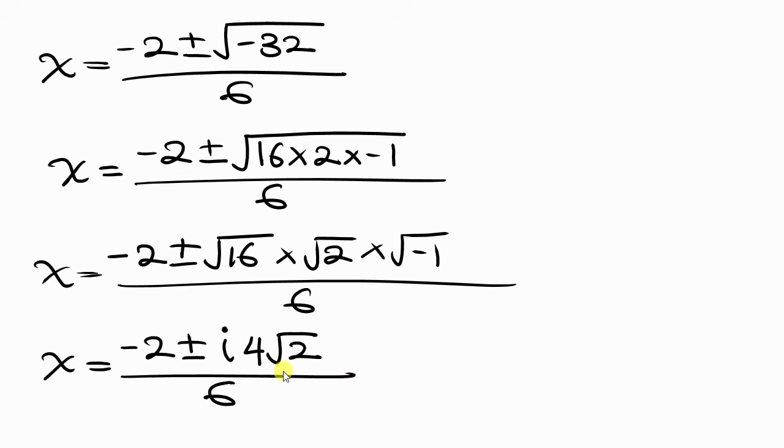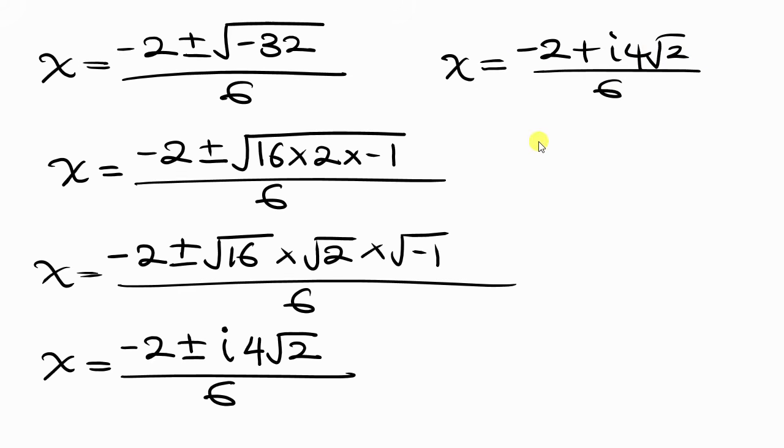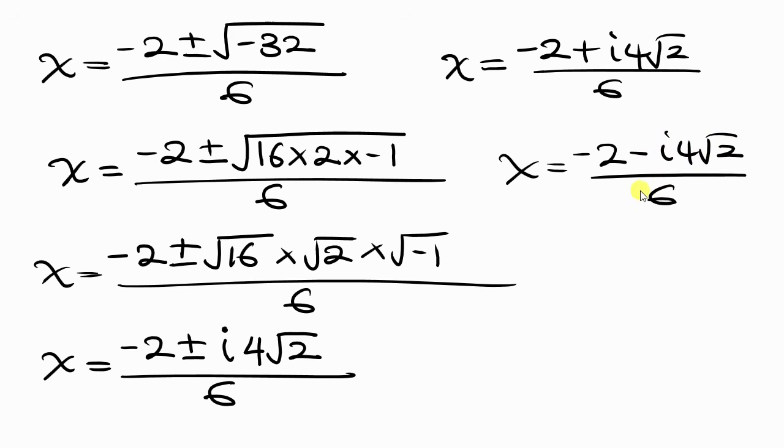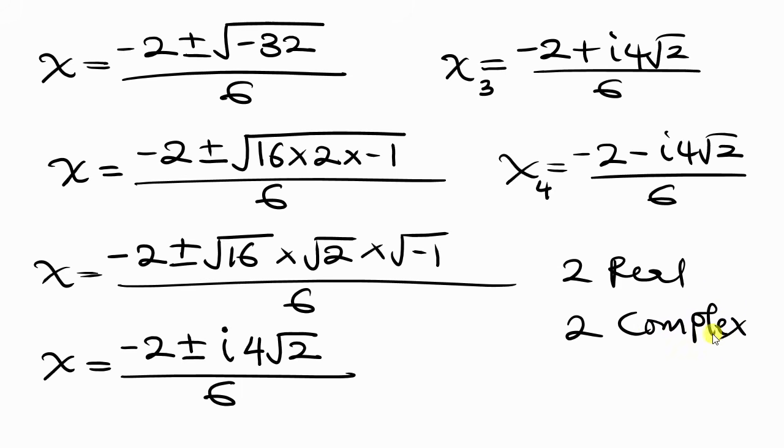So there are two values of x from here. So x is negative 2 plus i 4 root 2 all over 6, or x is equal to negative 2 minus i 4 root 2 all over 6. So this is the third solution for x, and this is the fourth solution for x. So we have two real solutions and two complex solutions for x.